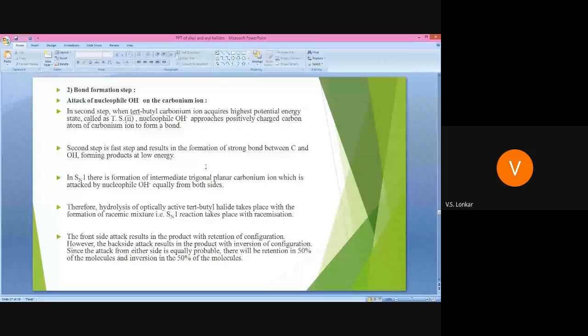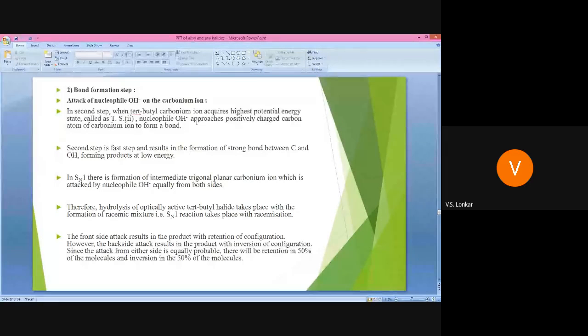Then the second step: attack of the nucleophile OH minus on the carbonium ion. In the first step, the first transition state is formed. In the second step, the second transition state is formed. See how: in the second step, the tertiary butyl carbonium ion acquires the highest potential energy state, called the second transition state. In that, the nucleophile OH minus approaches the positively charged carbon atom of the carbonium ion to form a bond.